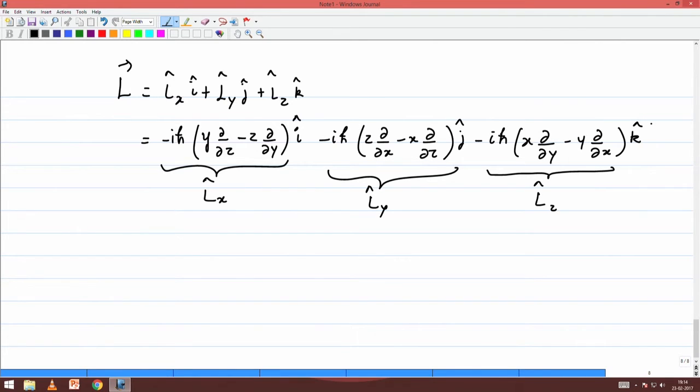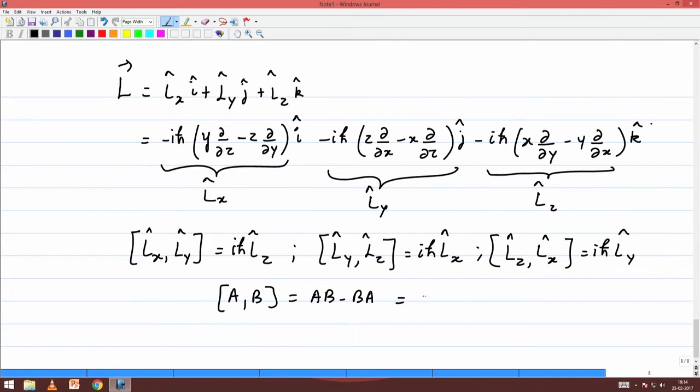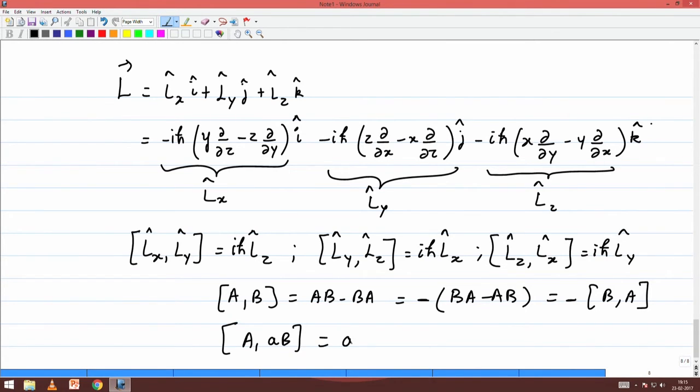A relation which I would leave it to you to prove is that Lx, Ly, the commutator of it, is equal to i h bar Lz. These are operators. Likewise, Ly, Lz, the commutator is i h bar Lx, and Lz, Lx, the commutator of that is i h bar Ly. Also remember, when you write a commutator A comma B, this is A B minus B A, which is minus of B A minus A B, and therefore, this is minus of the commutator B and A. And I have already used the fact that if A is a constant times B, if you take the commutator, the constant is outside, it is simply the commutator A comma B multiplied by the constant.